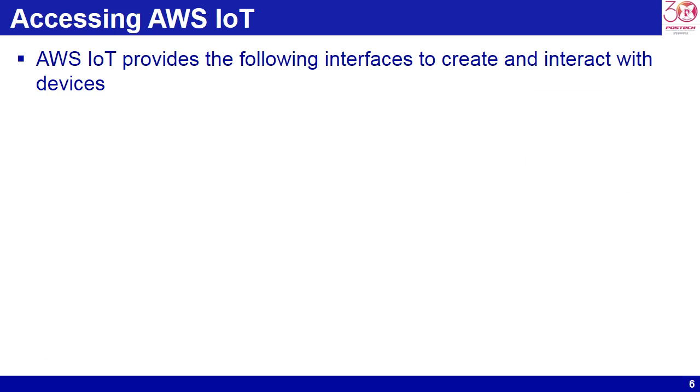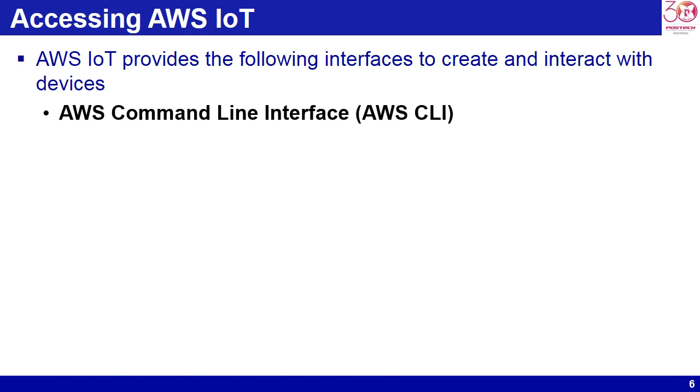AWS IoT provides the following interfaces to create and interact with your things. You can run AWS Command Line Interface or CLI commands for AWS IoT on Windows, OS X, and Linux. These commands allow you to create and manage things, certificates, rules, and policies. You can build your own IoT applications using HTTP or HTTPS requests.